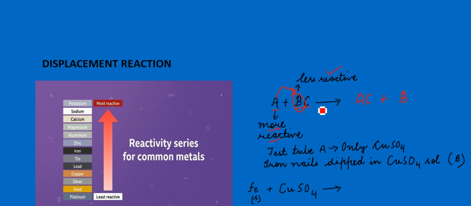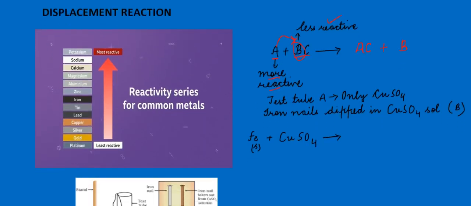So this is the displacement reaction, where the more reactive element will displace or remove another element. So this is a displacement reaction. It will displace, ये हटा देगा और खुद वहां पे join करेगा.